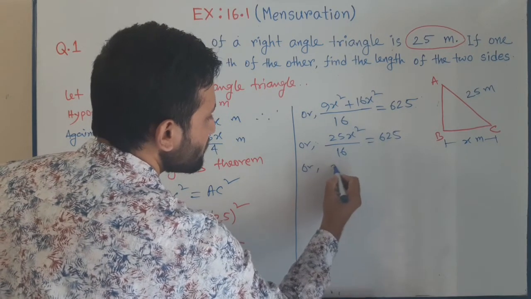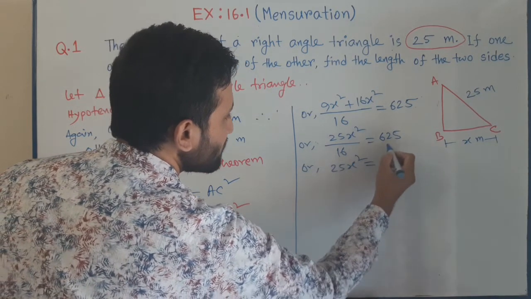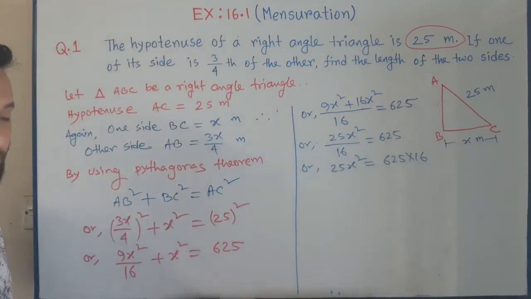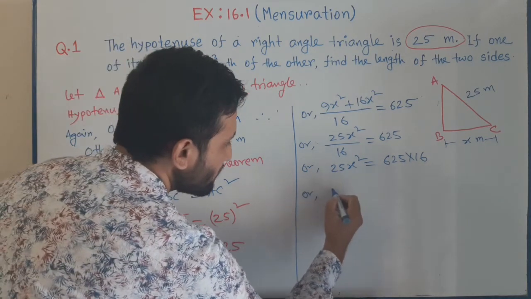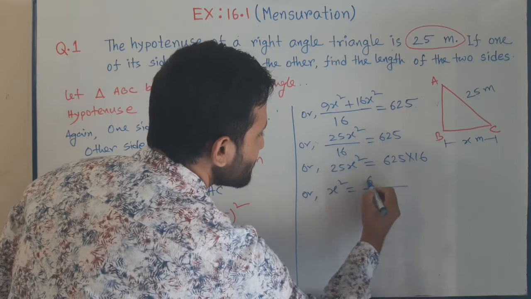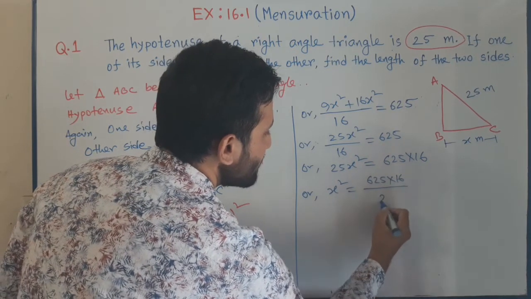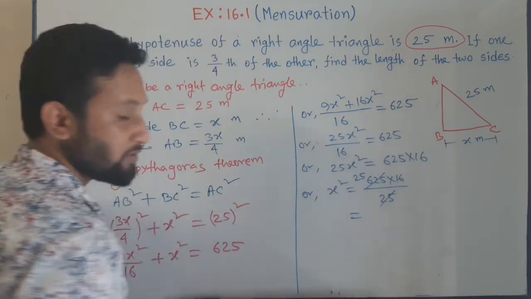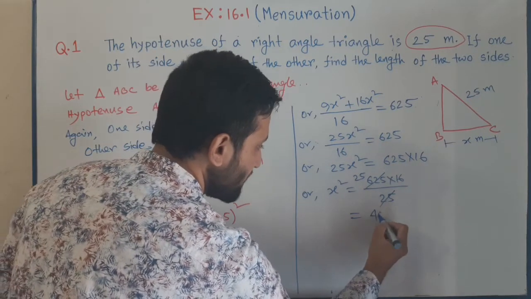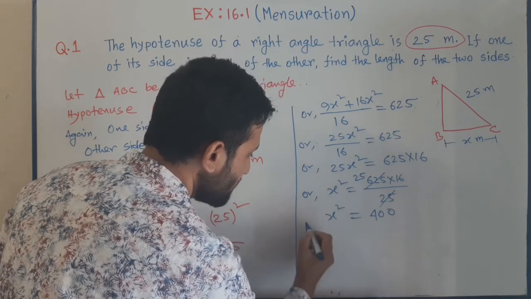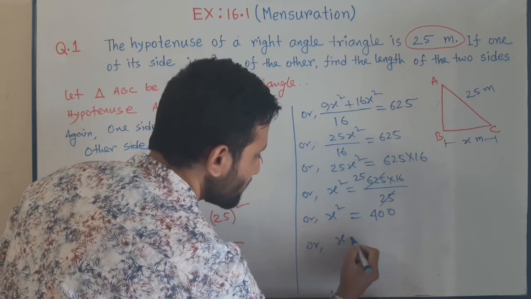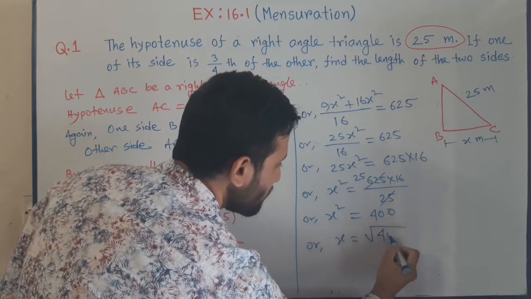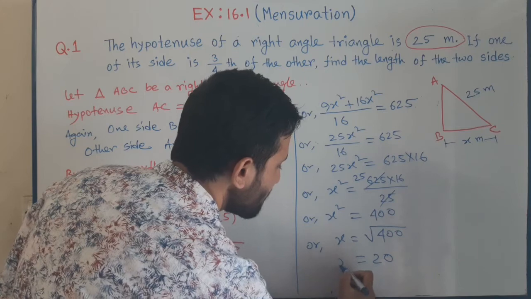So we can write 25x square equals 625 into 16 by using cross multiplication. Again you can write x square equals 625 into 16 divided by 25. So 625 divided by 25 is 25, and 25 into 16 is 400. So x square equals 400. Taking the square root on the right hand side, x equals square root of 400, that means 20. So the value of x is 20.